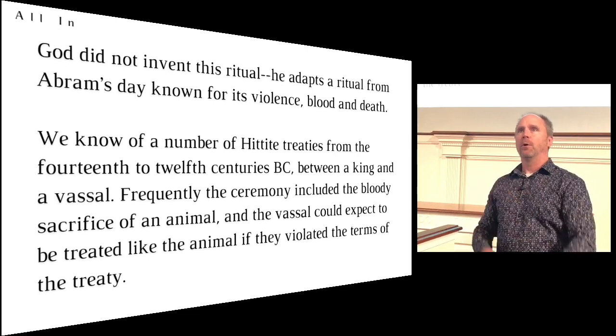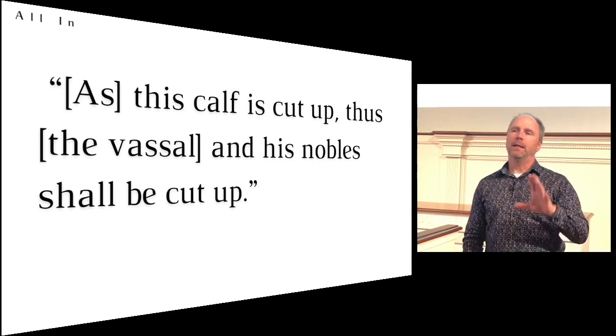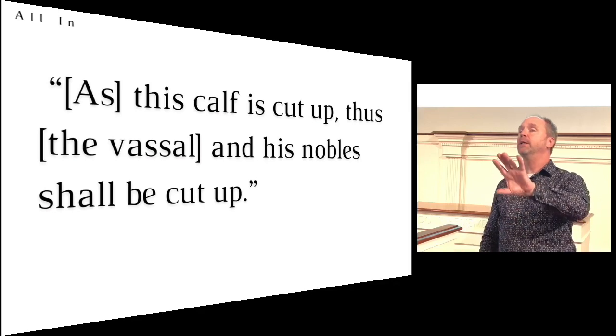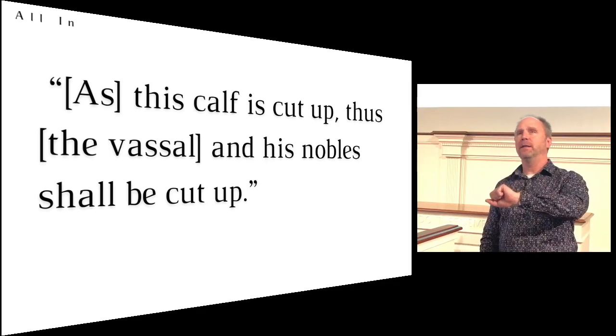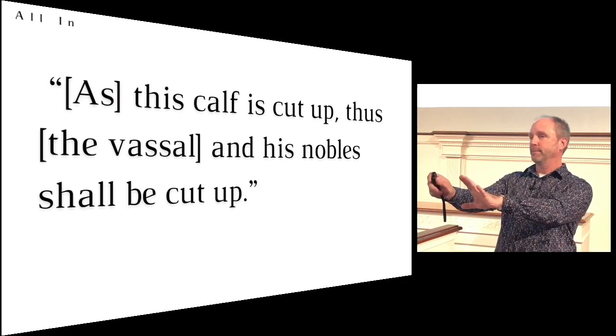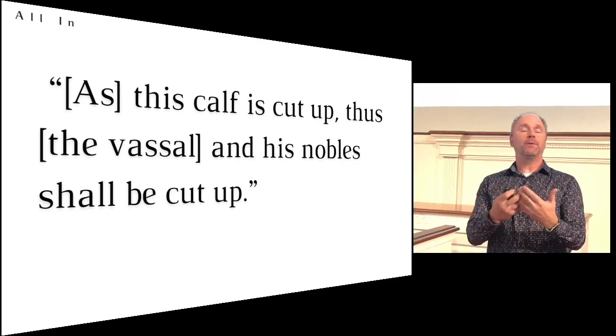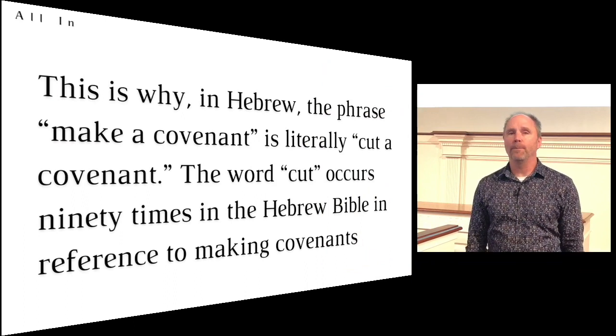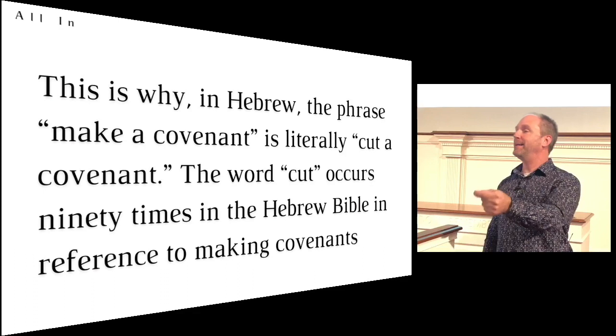animal. Or we have from the 8th century BC a document recording a covenant, an agreement between a king and a vassal, and as part of that document, this statement is said, "As this calf is cut up, thus the vassal and his nobles shall be cut up." In other words, as part of formally entering into relationship, a calf was sacrificed. And that bloody sacrifice was a visceral reminder that if this vassal violates the terms of this new relationship, they could expect death, as this animal has met death. And that's why in Hebrew and in the Old Testament, the Hebrew Bible, the phrase to make a covenant is literally to cut a covenant.